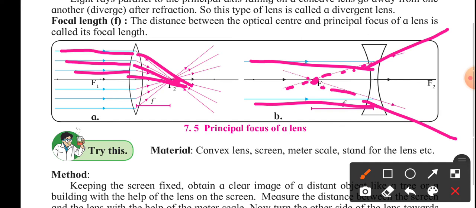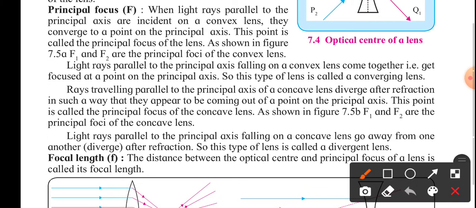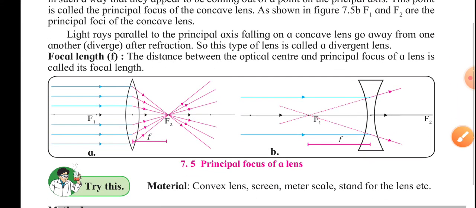The convex lens is also called a converging lens, as already mentioned here, and the concave lens is a diverging lens. We have two principal foci, F1 and F2, and in both cases we have the same F1 and F2. This is what we have about the principal focus.